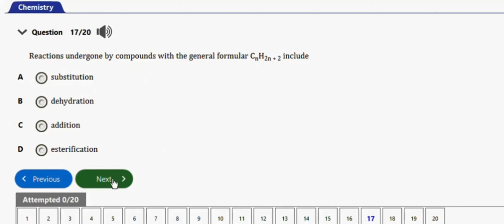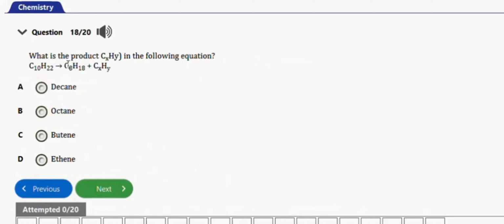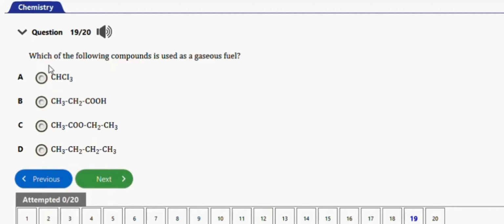The next question says what is the product in the following equation. In this equation, the product will be C8H18. When you express this on paper, you're going to write C8H18. That's for this question.